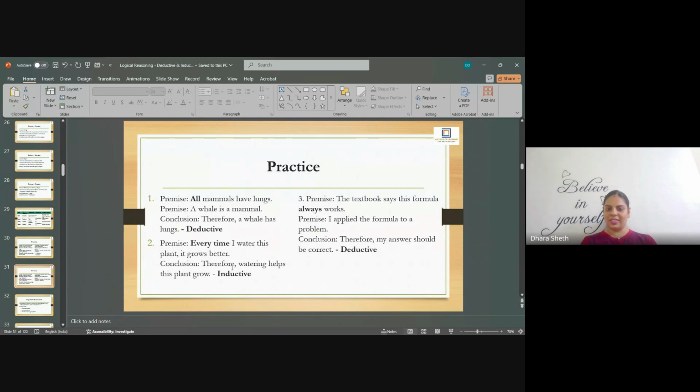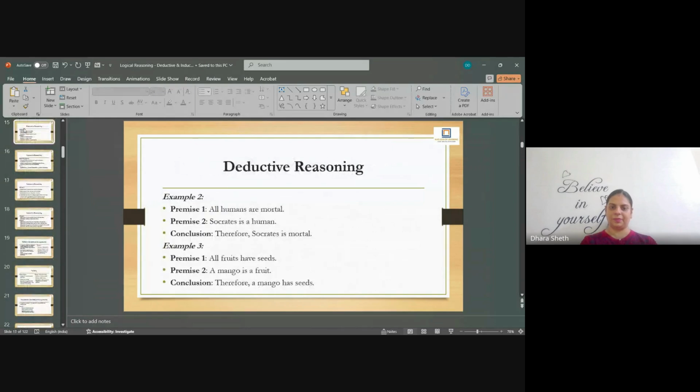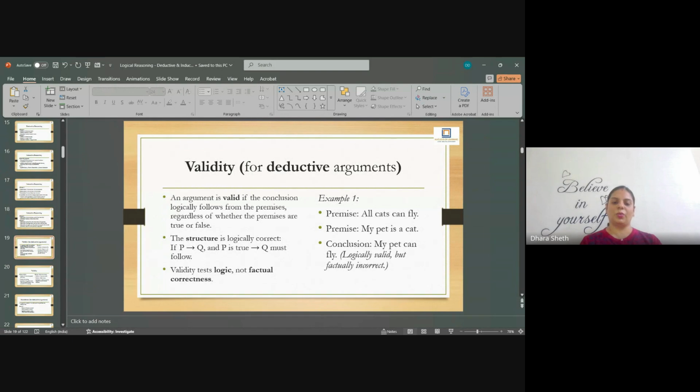So the first one is deductive, the second one is inductive, and the third is again deductive. Once we are clear with the concept of deductive and inductive, for deductive arguments there are two things that need to be done. First is validity and second is soundness. Now what are these two parameters?